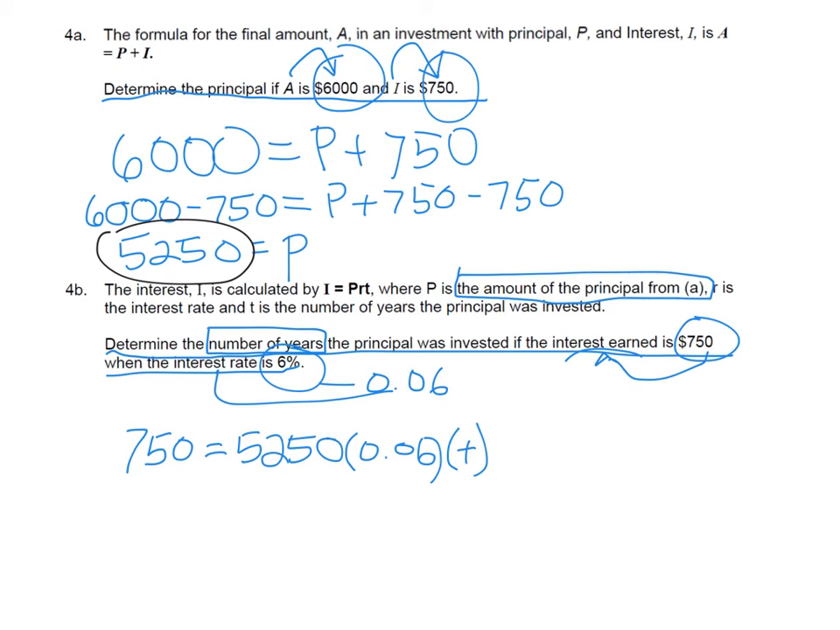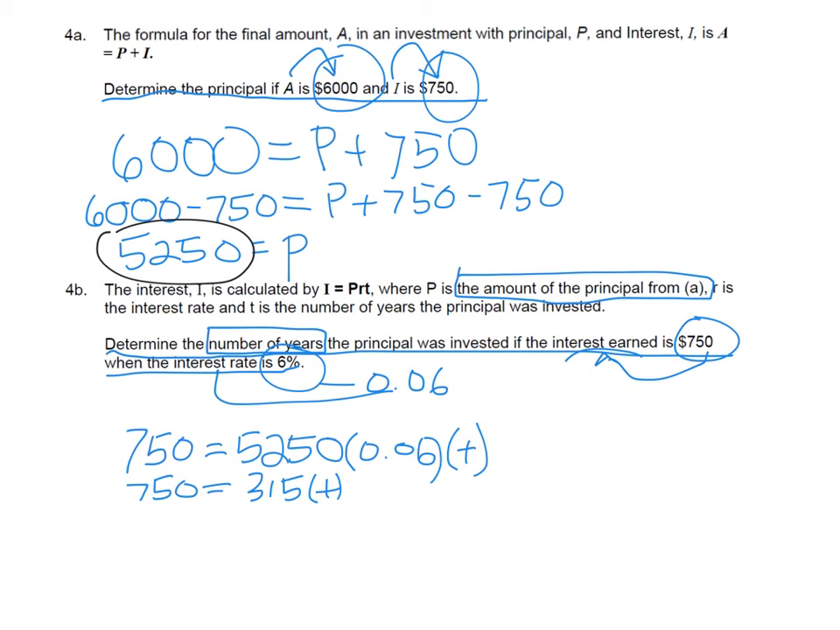So to do this, the first thing I'll need to do is multiply the two numbers on the right hand side of the equation so that they become a single number. And once I do that, it'll become a simple equation to solve, and you'll see why. So I would do 5,250 times 0.06, and I would get 315t.